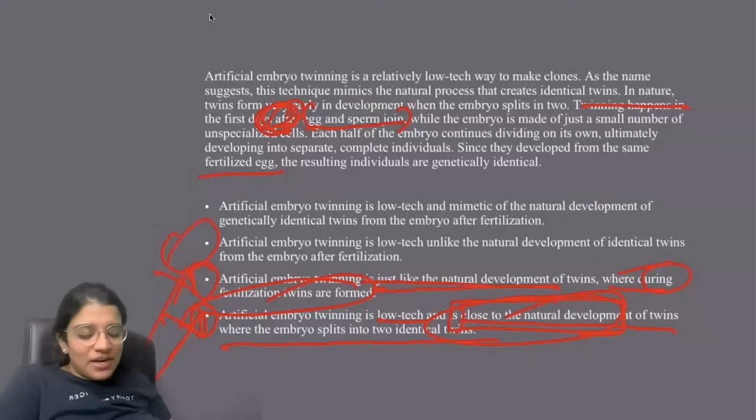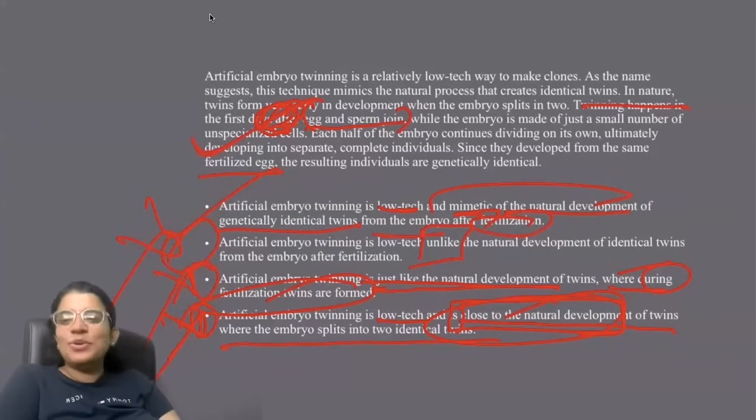What does option B say? Artificial embryo twinning is low tech, unlike the natural development. Completely opposite to the paragraph. So this goes out as well. And in the end, we are going to choose option A as the correct answer, which says artificial embryo twinning is low tech, correct, and mimetic of the natural development, correct, of genetically identical twins from the embryo after fertilization, exactly after fertilization. That's what we wanted.